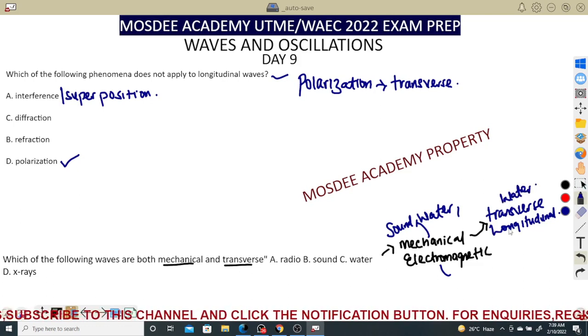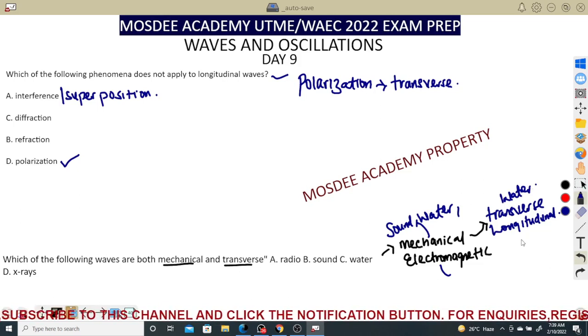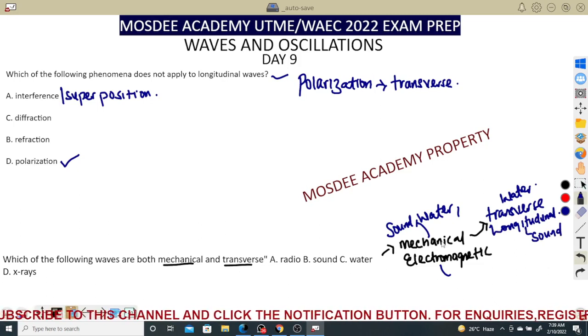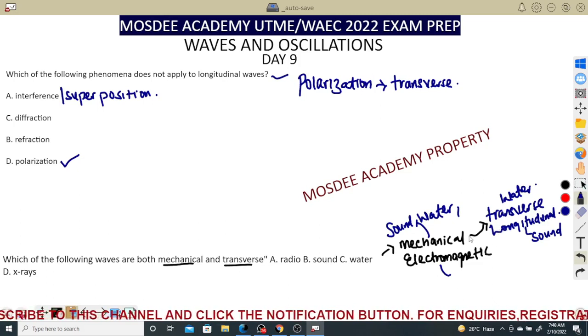Whereas, based on the direction being parallel to the medium, you define a longitudinal wave. An example of that is sound. So that is what differentiates them. Both of them are mechanical, but when it comes to their mode of traveling, we can also differentiate in terms of transverse and longitudinal. So I hope you understand.